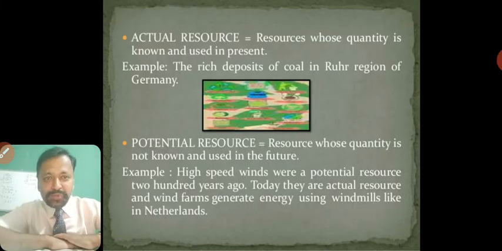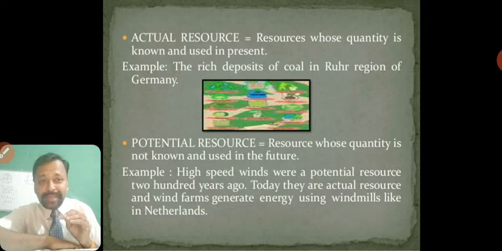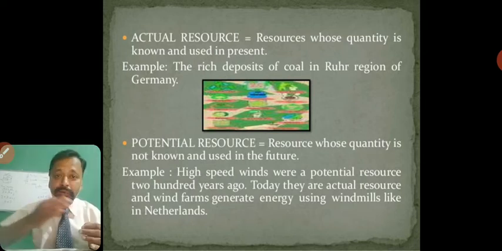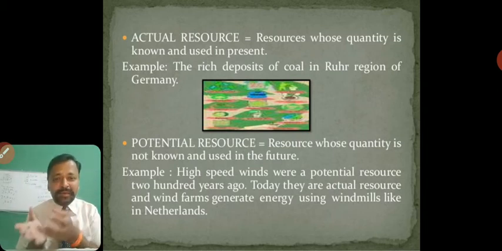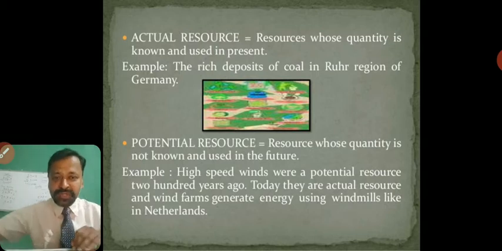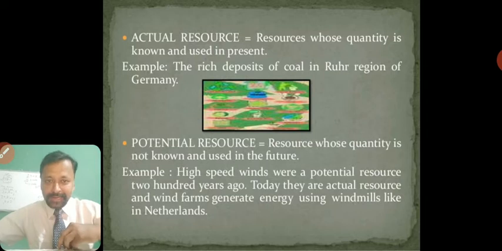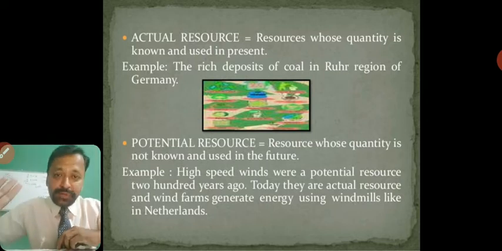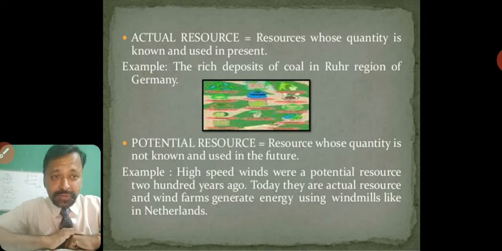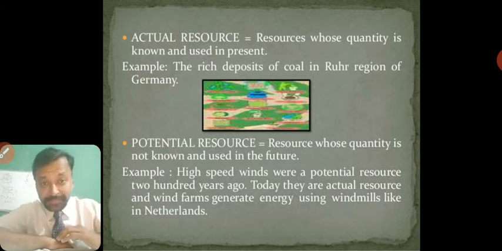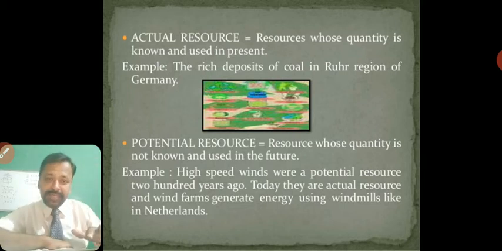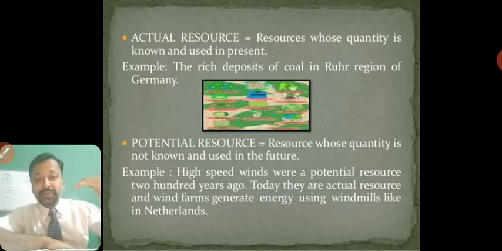Actual resource: a resource whose quantity is known and used in the present, for example coal, petroleum, fossil fuels, natural gas. All this, iron ore, all these things, we know how much stock is there with us and we are using it currently. That is called an actual resource. Potential resource: a resource whose quantity is not known and which is used in the future. Like I told you, wind energy, solar energy. We don't know exactly what quantity we can use, but we can use it in future.